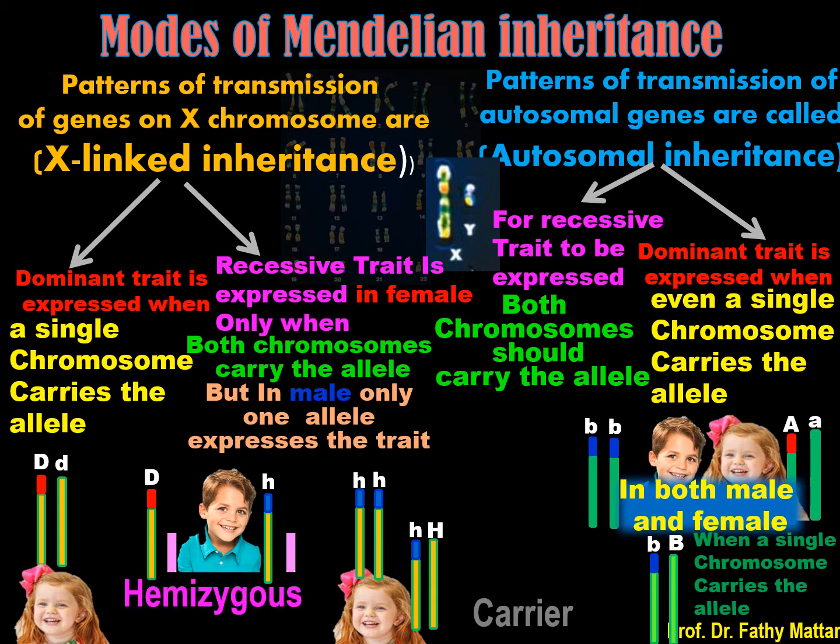Because the male has only one X chromosome, and so he carries just one allele on the sex chromosomes, he is called hemizygous, half a pair. However, in the case that both chromosomes carry the same allele, this is called homozygous. If one chromosome carries the dominant and the other recessive, this is called heterozygous.